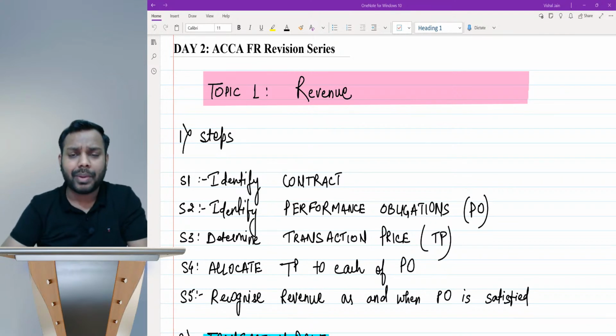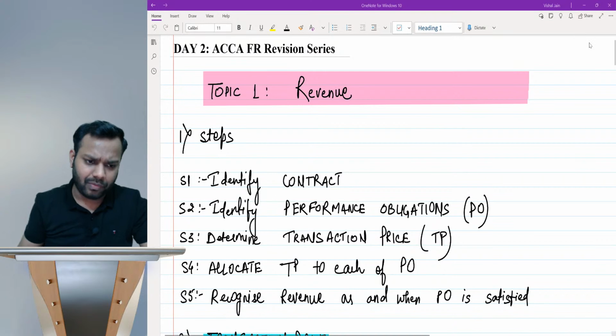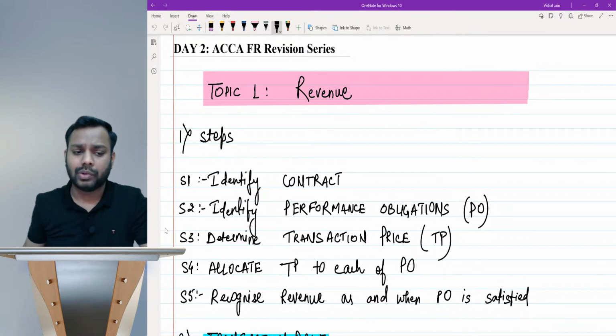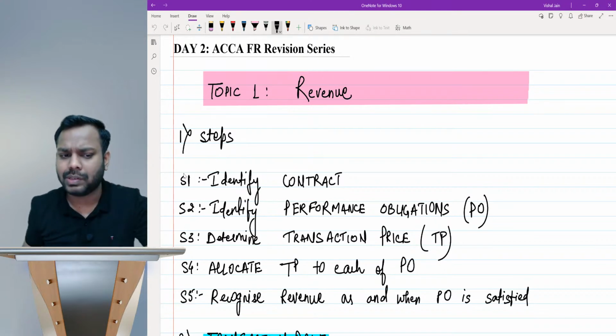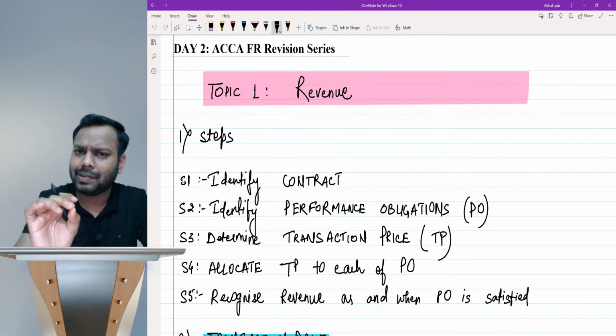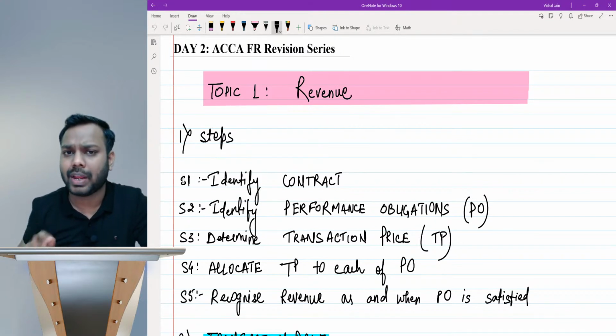Now speaking from an exam perspective, step number 1 and step number 2 are not that relevant, though I cannot say that they are not important, but they are not that relevant as compared to step 3, 4 and 5. Okay, so I'll not be putting much emphasis on these 2 steps. But what I'll do is quickly discuss this and move ahead to step 3, 4 and 5.